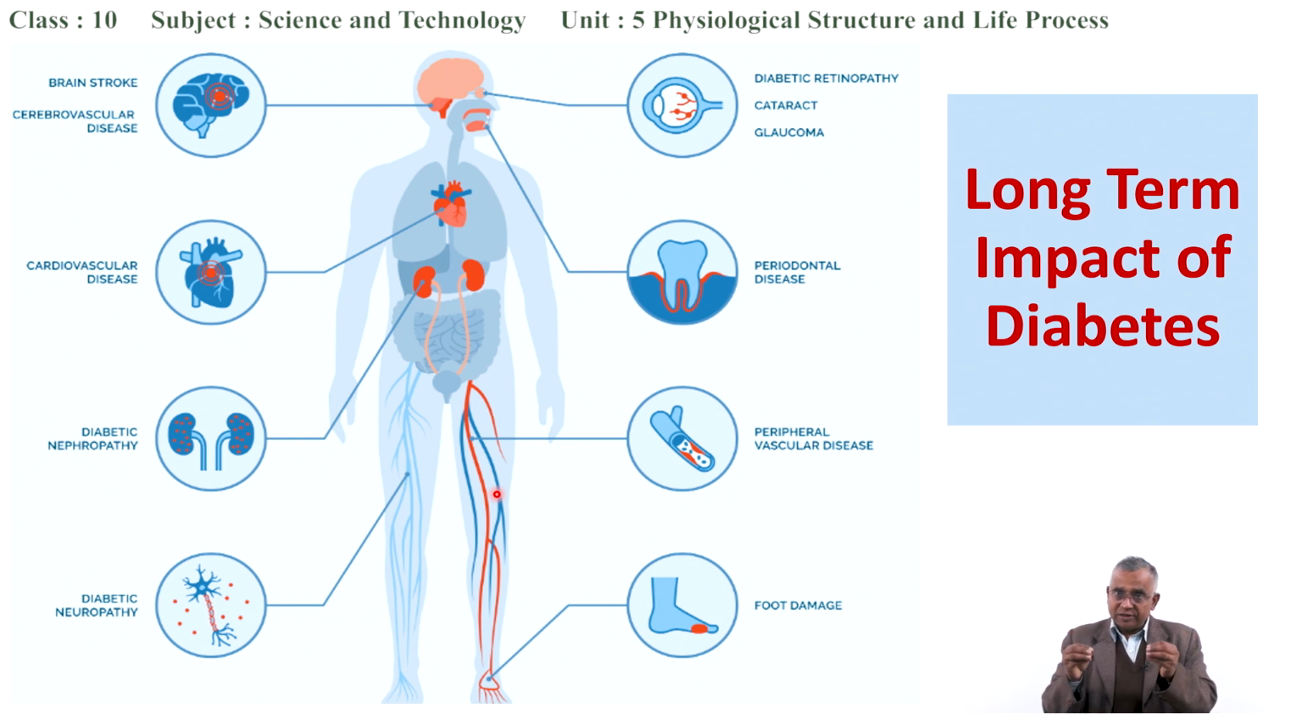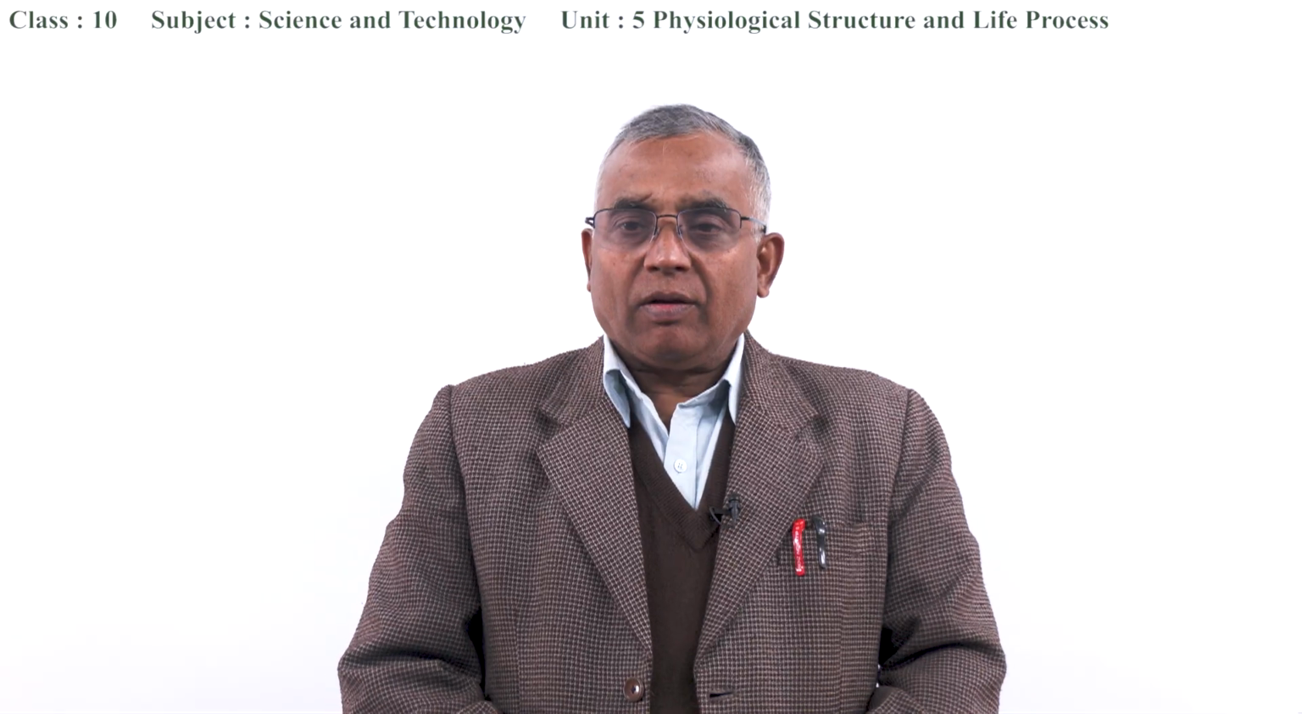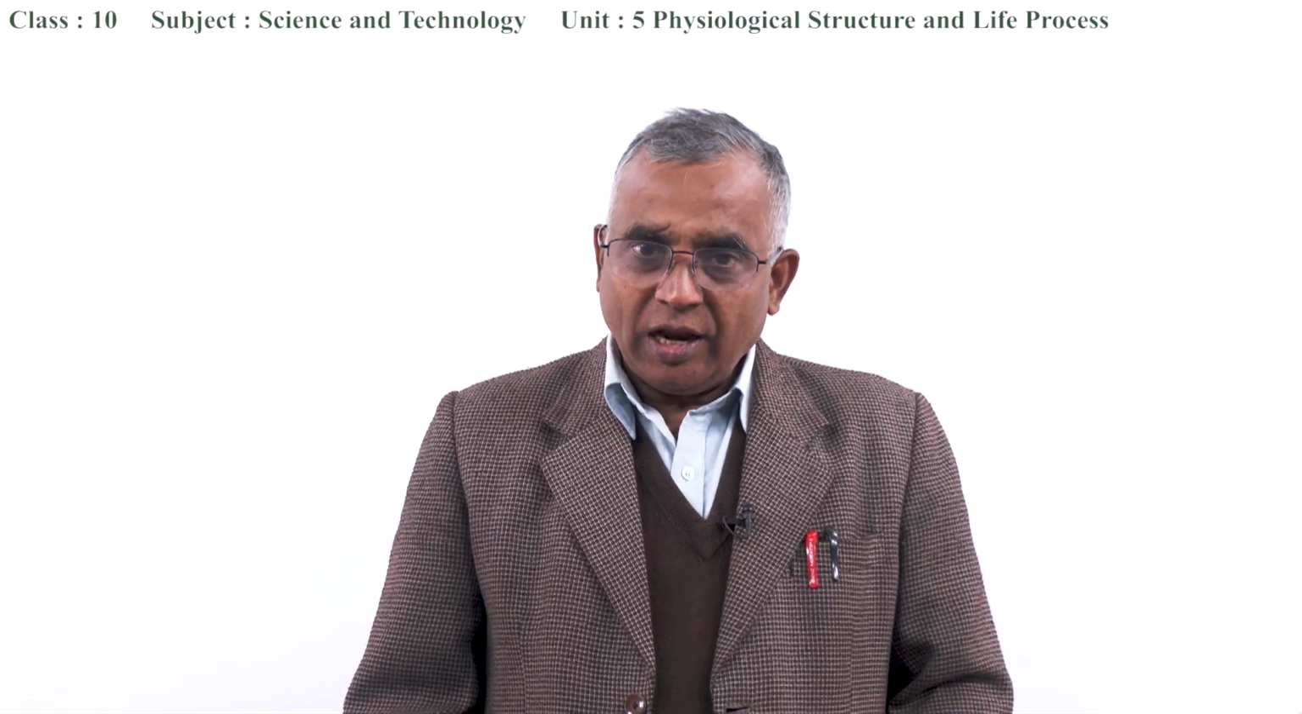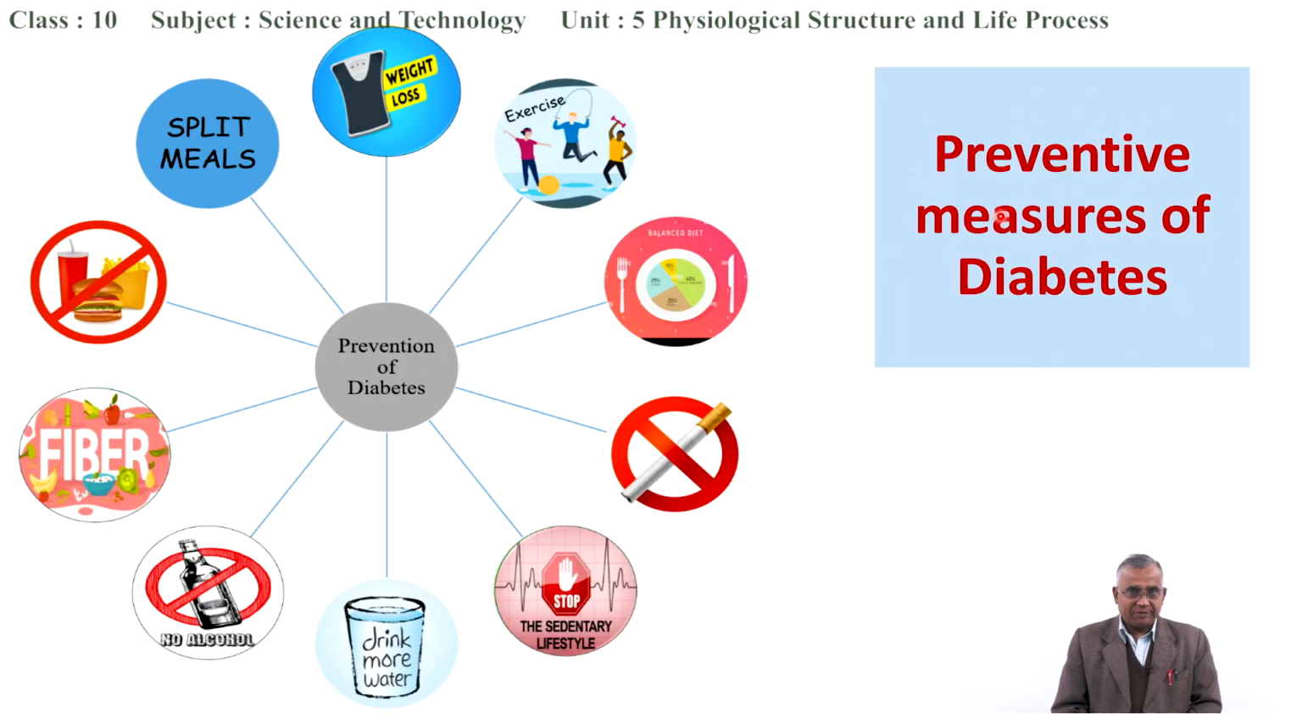And when a number of diseases are found in a person, it is called a syndrome, not a single disease but a group of diseases. Okay, students, now see the preventive measures of diabetes. How can we keep our body safe from diabetes? And if we are diabetic, how can we protect our body from its harmful effects?